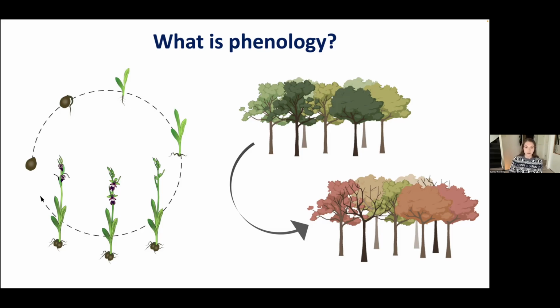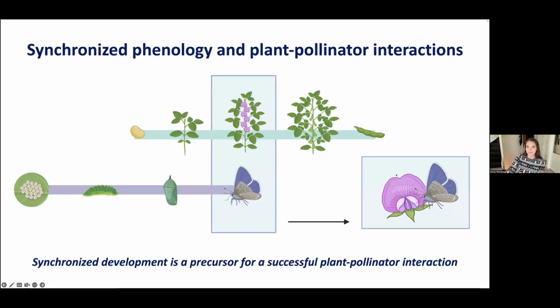So phenological timing and transition between stages of the life cycle is environmentally dependent. It's kind of like a plastic phenotypic trait, and what that means is it varies in response to the environment as well. So synchronized phenology in plant-pollinator interactions is very, very important. And that's because plant-pollinator interactions rely on synchronized phenology.